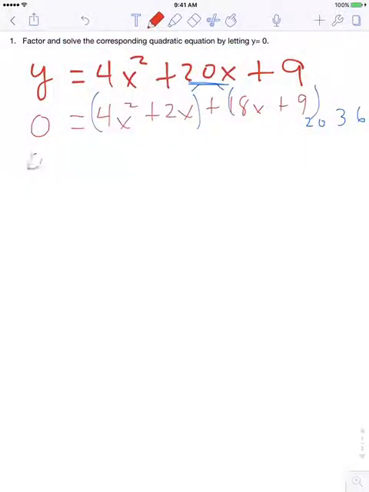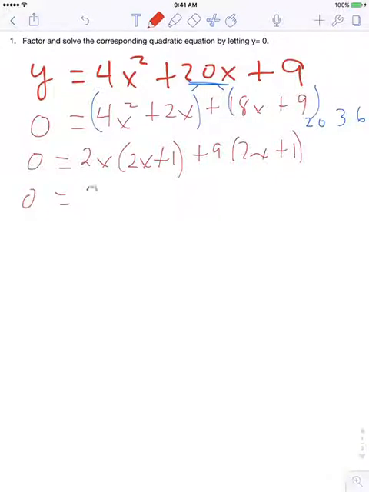So therefore, 0 is equal to, the GCF between 4x squared and 2x is 2x. GCF between 18x and 9 is 9. So now we get 2x plus 1. Therefore, we're going to group our GCFs together, so we get 2x plus 9, and we have 2x plus 1. Okay, so now to find the x-intercepts, we're going to treat each bracket separately.